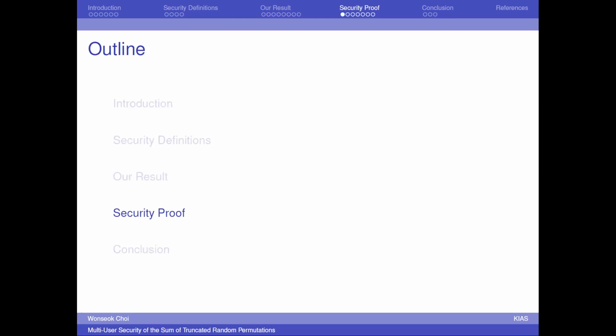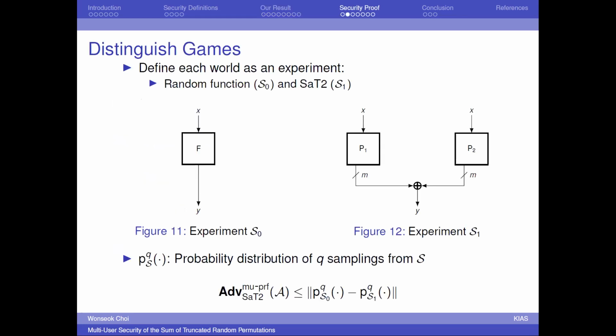Now I will tell you about our security proof. Let's start by defining the distinguishing game. The ideal world will be a random function, and the real world will be the summation and truncation construction. In this case, we consider SAT2, and by defining the probability distribution, we can express the advantage upper bound like this.